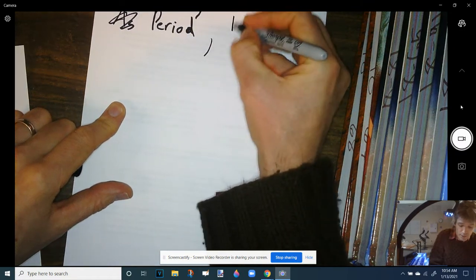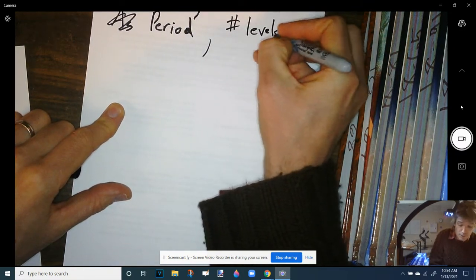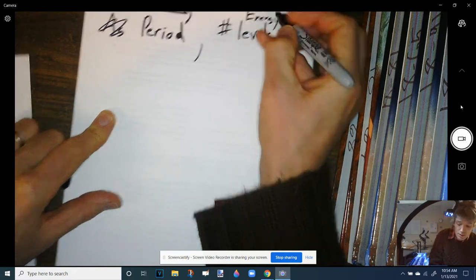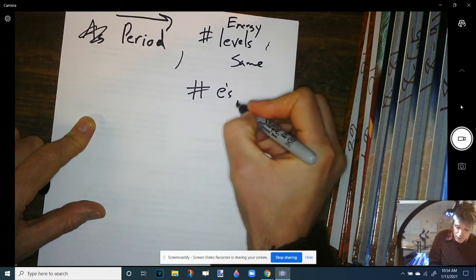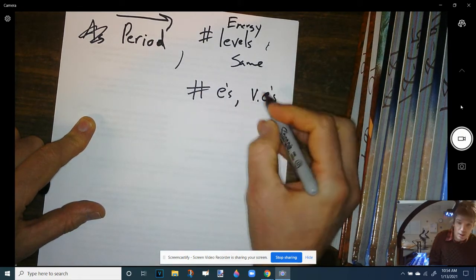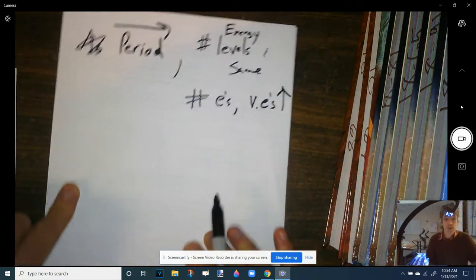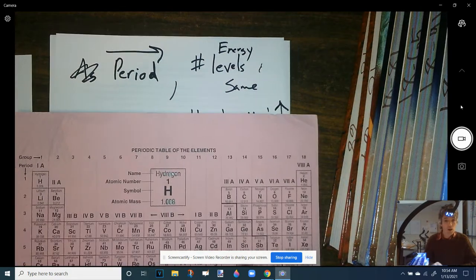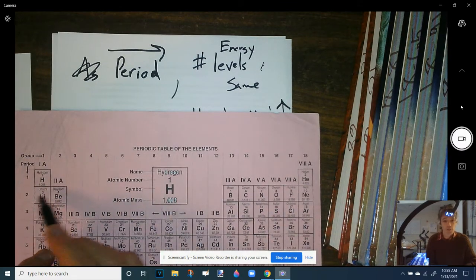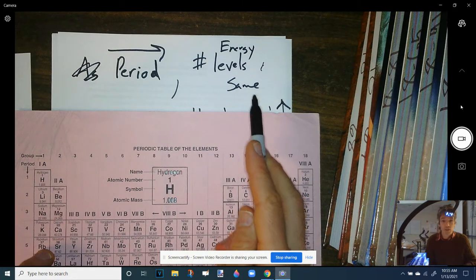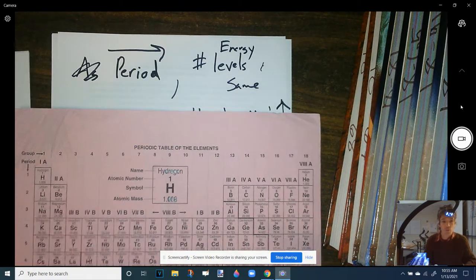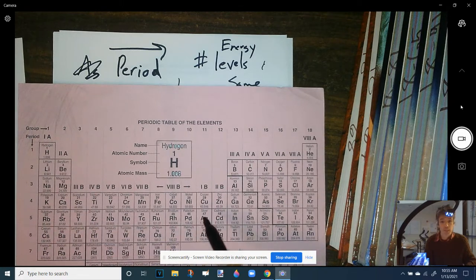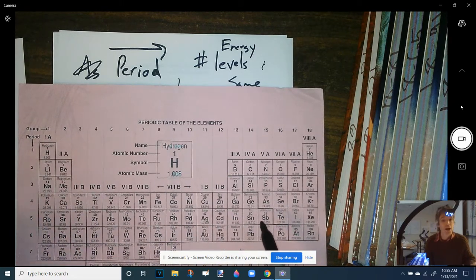Across a period, the number of energy levels is the same, the number of electrons goes up, and valence electrons go up. So as you go across a period, the number of energy levels is going to be the same for all of these atoms. So sodium is going to have the same number of energy levels as chlorine in its neutral state, and so on and so forth. Rubidium, palladium, and antimony, they all have 5, all right?